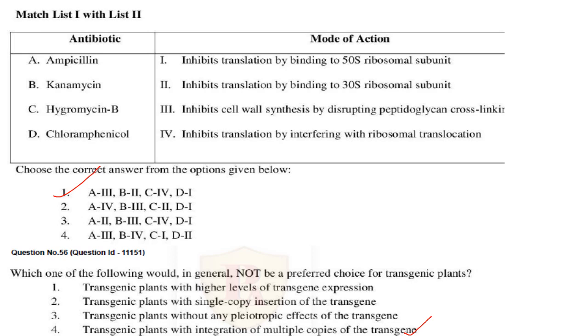Then next one. Which of the following would in general not be a preferred choice for transgenic plants? Transgenic plants with higher level of transgene expression. No harm, you can go for it. Transgenic plants with single copy insertion of the transgene. Yes. Transgenic plants without any pleiotropic effect of the transgene. Yes. Transgenic plants with integration of multiple copies of the transgene. No. So that is not a preferred choice. So the answer here is option 4.